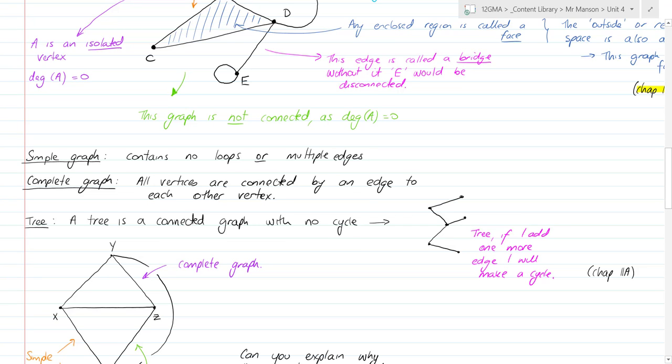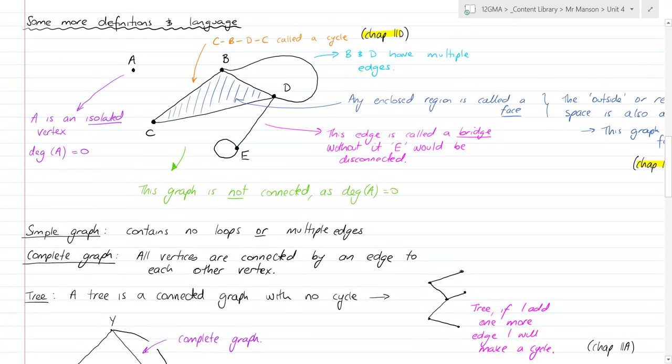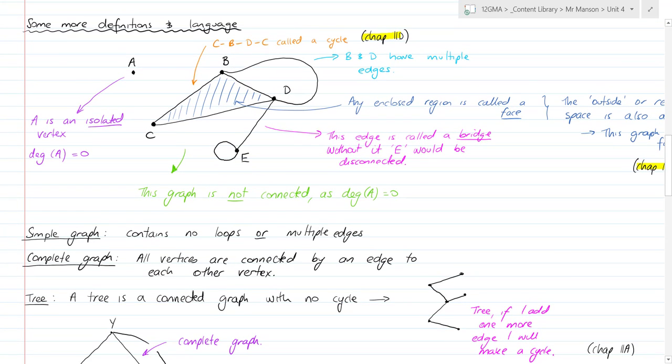Firstly, a simple graph is a graph that contains no loops or any multiple edges. So you might hear of a graph referred to as a simple graph. The hardest thing in this exercise is going to be remembering all these little nuances here. A complete graph has all vertices connected by an edge to each other vertex. So this graph up here is neither a simple graph nor a complete graph. A is isolated and it has a multiple edge and it has a loop. So it's not simple or complete.